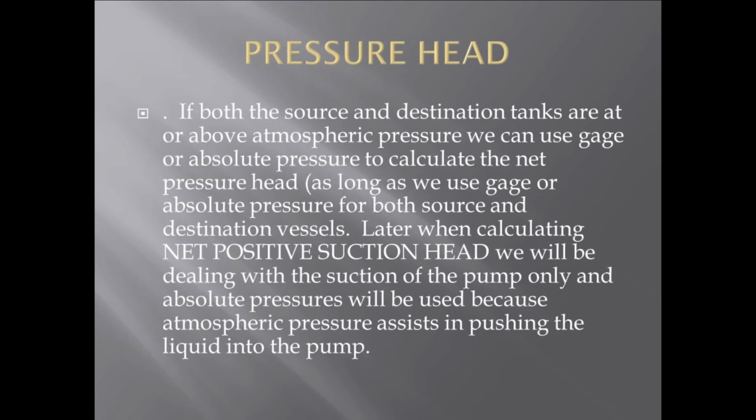If both the source and destination tanks are at or above atmospheric pressure, we can use gauge or absolute pressure to calculate the net pressure head, as long as we use both for the source and the destination tanks. Later, when calculating net positive suction head, we will be dealing with the suction side of the pump only, and absolute pressures will be used because atmospheric pressure assists in pushing the liquid into the pump.